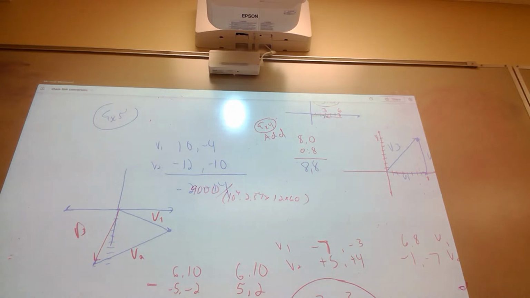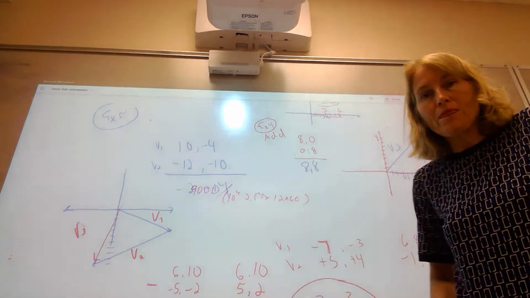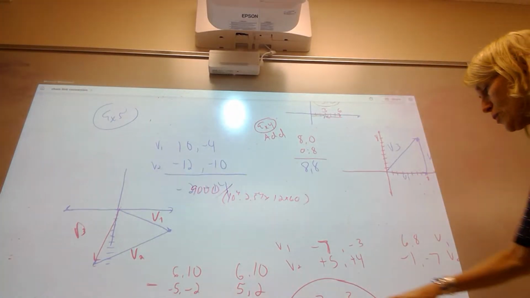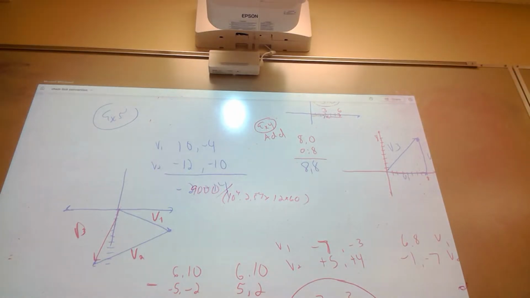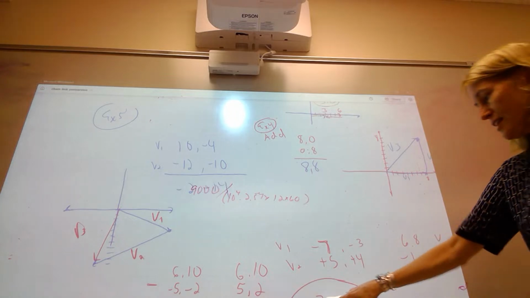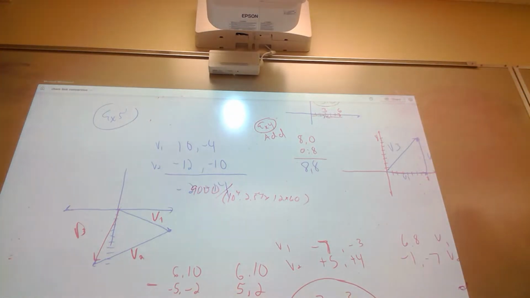So let's go -2, -4, -6, and then let's go down -2, -4, -6, -8. So now we're going down. So you draw your Cartesian coordinate. We're working in the third quadrant. Then you draw -7, -3, and from the end of that, you're drawing the next one.